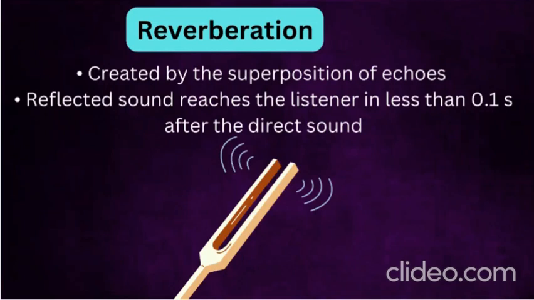Another concept of echo is reverberation. Reverberation is nothing but the repetition, the superposition of echoes. जब echoes वापस आते हैं, correct? If echoes are repeated, reflected back, that is known as reverberation. It happens in your theaters and auditoriums. तो क्या होता है, the sound reaches the listener in less than 0.1 second after the direct sound.